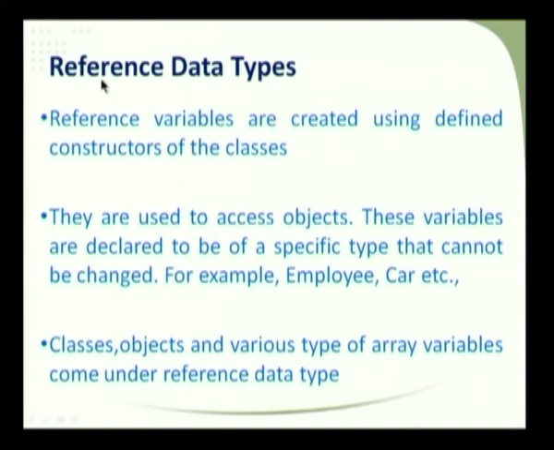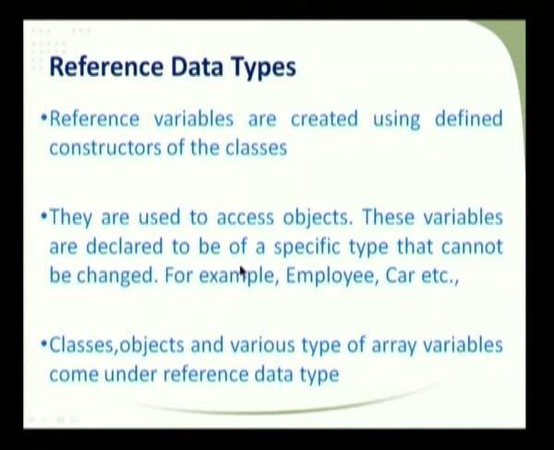After primitive data types, we will look into what is meant by reference data types, which you can also call user defined data types. Reference variables are created using defined constructors of the class. They are used to access objects. These variables are declared to be of a specific type that cannot be changed, for example Employee, Car, etc. Classes, objects and various types of array variables come under reference data types.